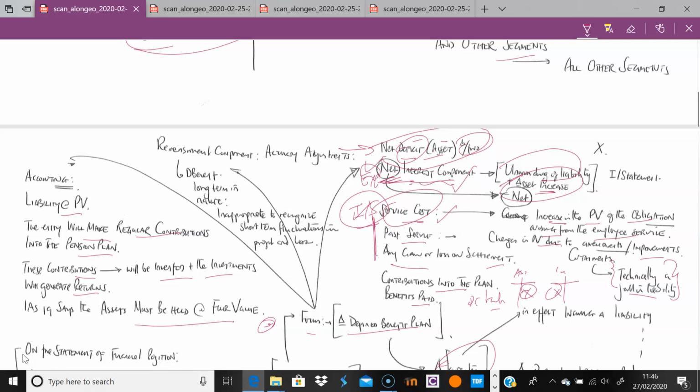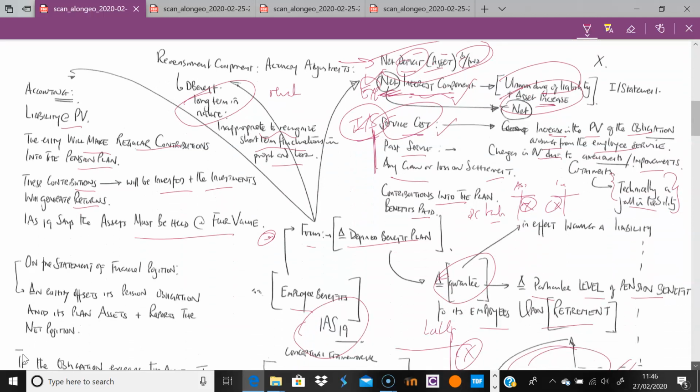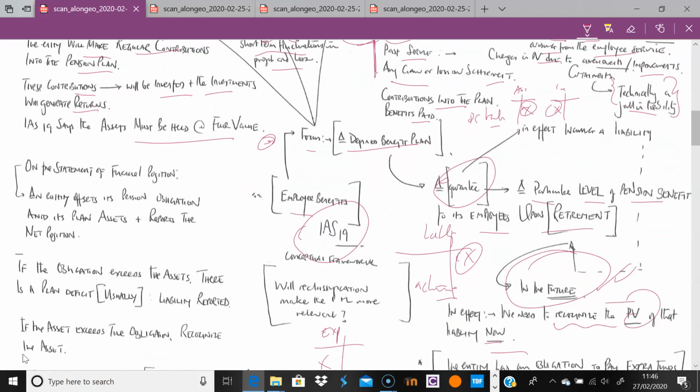So where are we? The key point here, in terms of the conceptual framework, is that these are long-term in nature. It is inappropriate to recognize them in profit or loss. So there is a revaluation. Any revaluation to the plan is recognized within other comprehensive income because the plan itself is a long-term plan. So it's inappropriate to recognize any short-term fluctuations in the profit or loss.